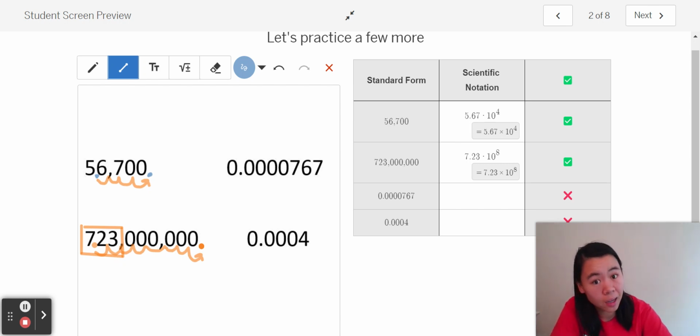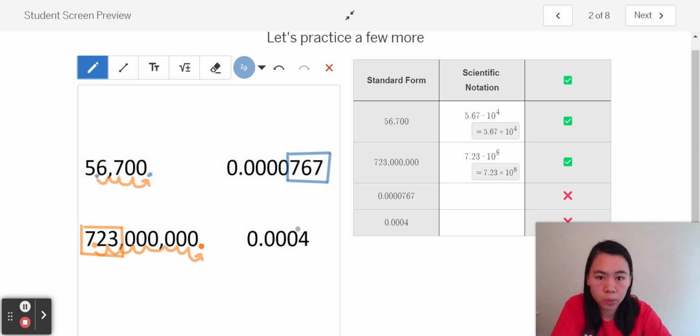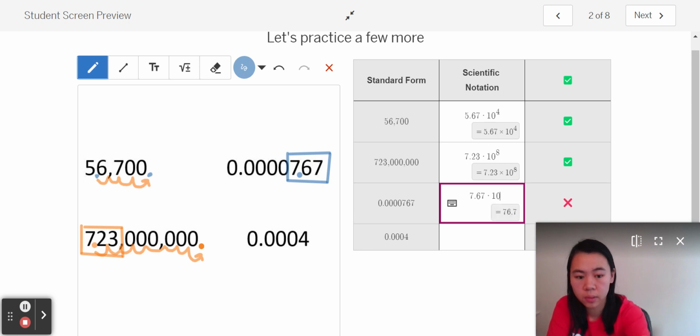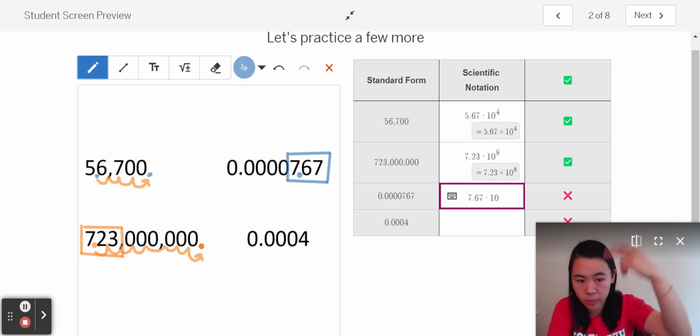So we're going to have a negative exponent. Let's look at all of our non-zero digits. Where can I put a decimal so that this becomes a number between 1 and 10? Right here. Okay, 7.67. Shift 8. Your 10, Shift 6 to make the exponent.